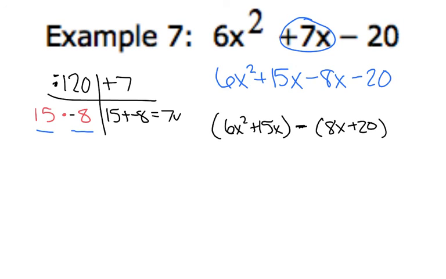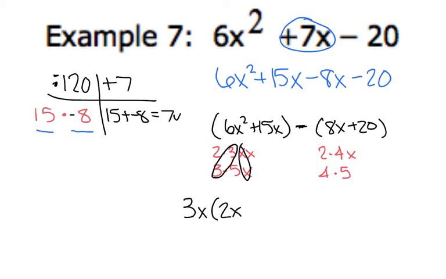Okay, so now let's find our GCFs. Let's see, 2 times 3 is 6, x squared, x. 15 can break down to 3 times 5, and there is an x. 8x can break down to 2 times 4, there's an x, and 20 will go 4 times 5. All right, let's see what we get. They have 3's in common and 1x, so the GCF there is 3x. What's left over is 2x plus 5.